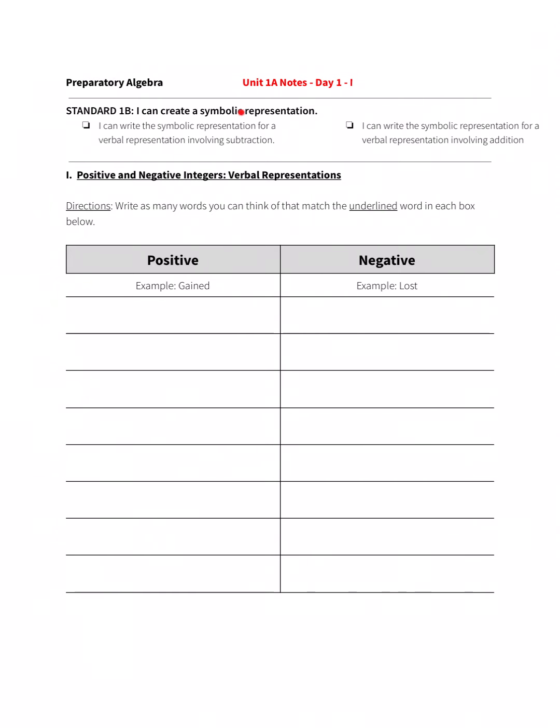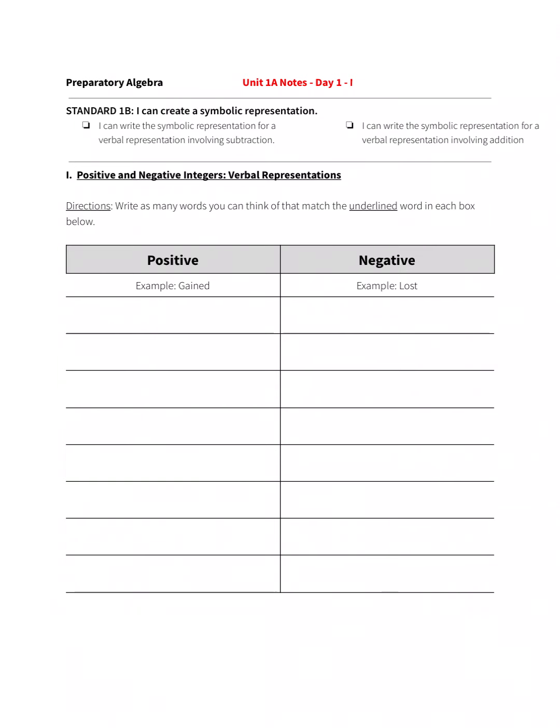This is the overall standard, and there's little things or objectives that go with each standard. So for this, I can create symbolic representation for a verbal representation involving subtraction and involving addition. That is a fancy way of saying, I give you a situation aloud, and you can take that and write an equation or write it down using numbers. So in order to get started on that, let's look at positive and negative integers verbal representations.